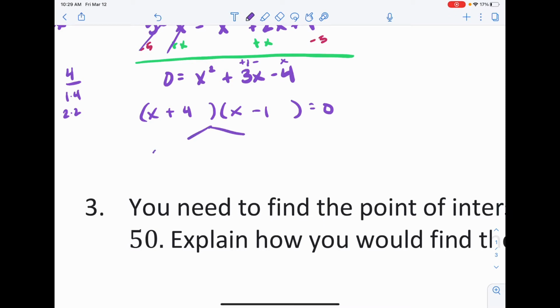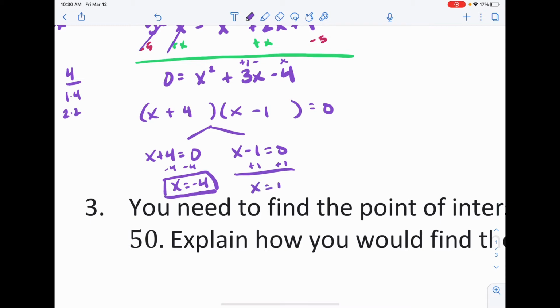We split them up, so x plus 4 is equal to 0, and x minus 1 is equal to 0. I'll subtract 4, so x is equal to negative 4. I'll add 1 to each side, so x is equal to 1.